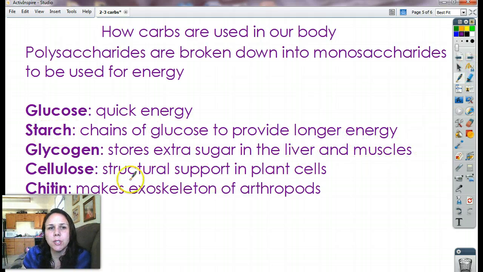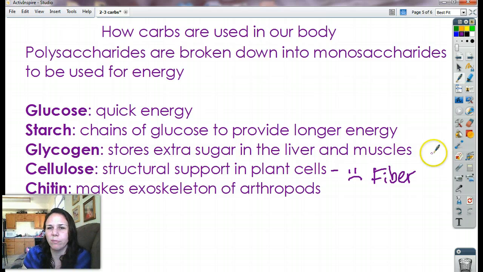Then we have cellulose, structural support in plant cells. We have a hard time breaking it down, so basically it goes through us as fiber. And as you guys know, fiber is good for cleaning out the bowels. A lot of fiber goes in one way and comes out pretty much the same exact way, which is why, well, corn. I'm just going to stop there.